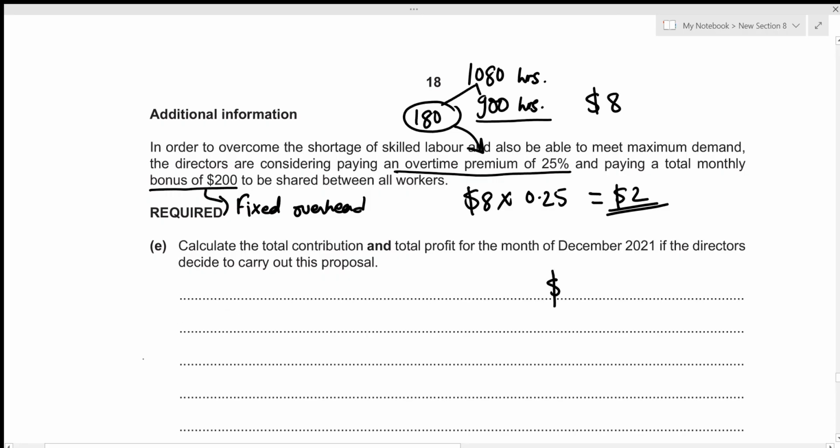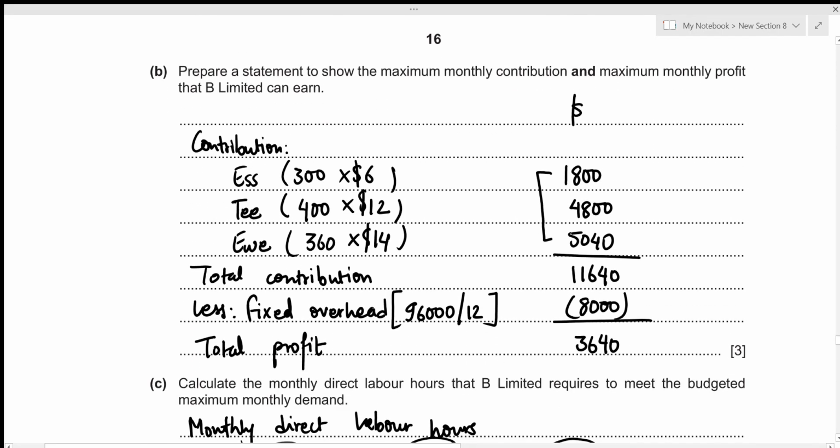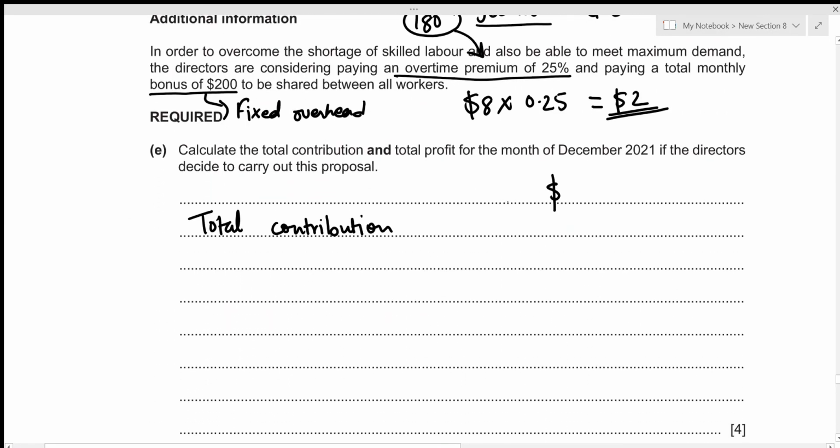So we're talking about the total contribution and total profit for the maximum budgeted outputs. So we can easily start with the total contribution for the maximum units that we figured out in the second part. Let's have a look. So in the second part, the total contribution was 11,640. So we will be starting from this amount. We have 11,640. So this contribution includes the direct labor hour for 1,080 hours.